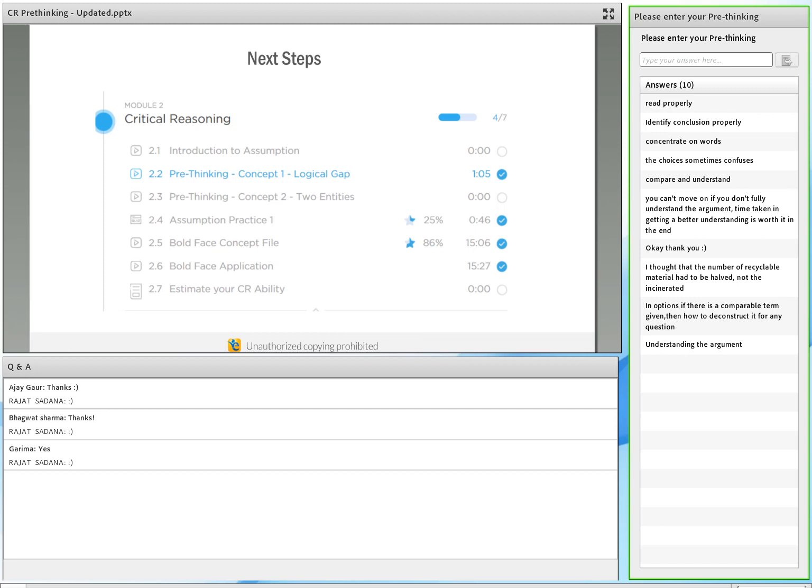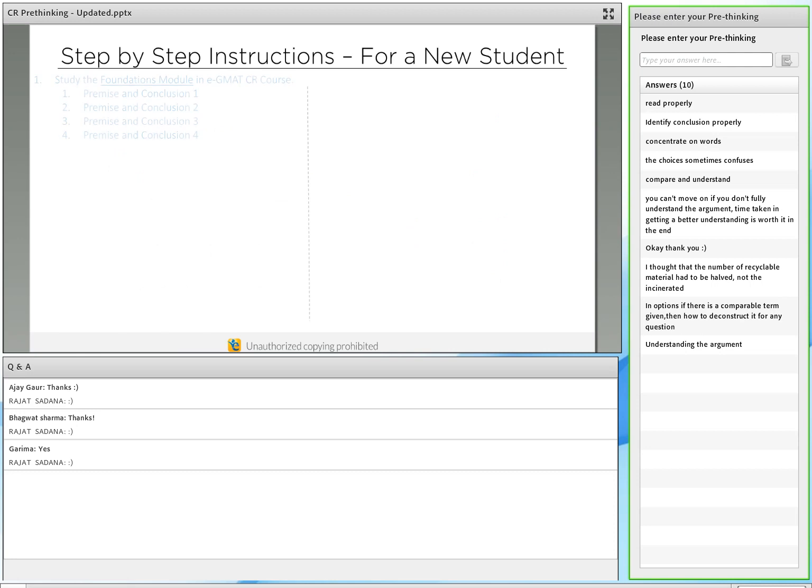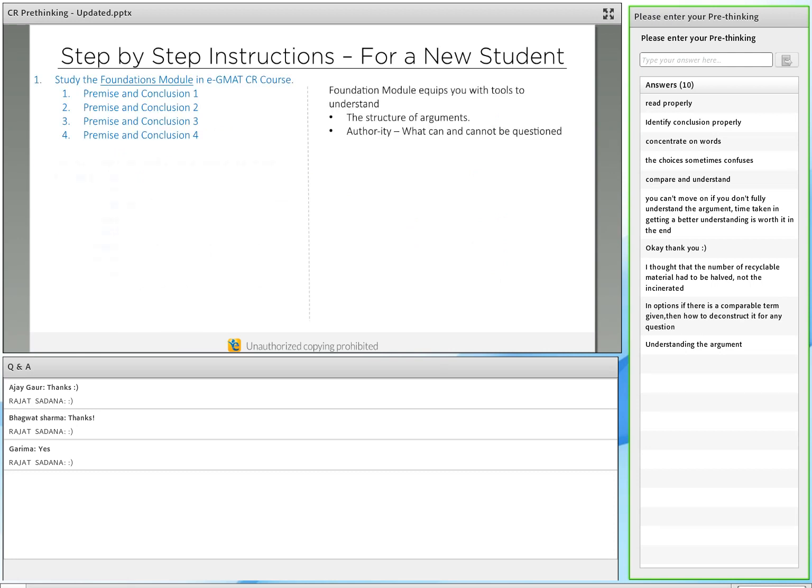If you want to get the most out of this, the first thing is take the PDF, read it, go through the questions again. Once you've done that, make sure you get the right foundation. Make sure you go through the three lessons: introduction to assumption, pre-thinking logical gap, and pre-thinking two entities. Once you do that, do the practice. You will really see a difference in how you approach this. Don't time yourself doing this.